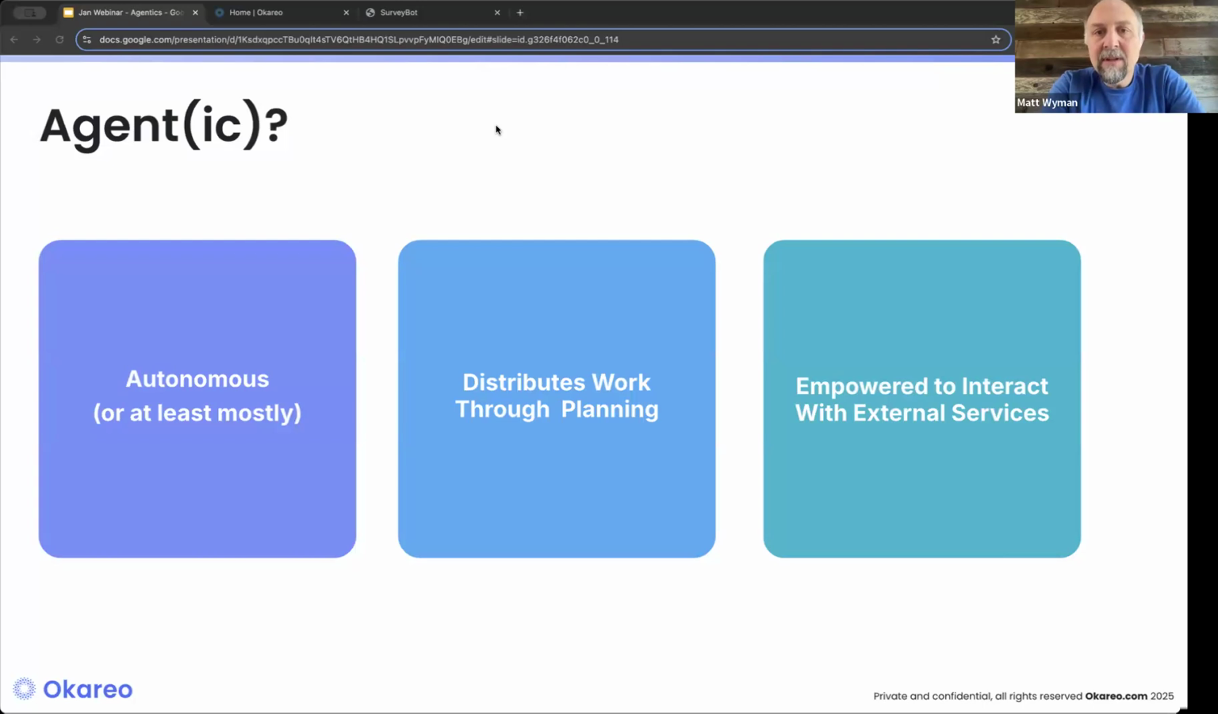So especially with LLMs, this of course leads to language and descriptions of activities, which leads us into the second item, which is planning. So agentic systems typically have some mechanism to distribute work, to break down tasks, and to chunk up the different activities with a clear goal in mind. And last but not least, very few agentic systems don't have some means to interact with the external world. Otherwise, what are they doing?